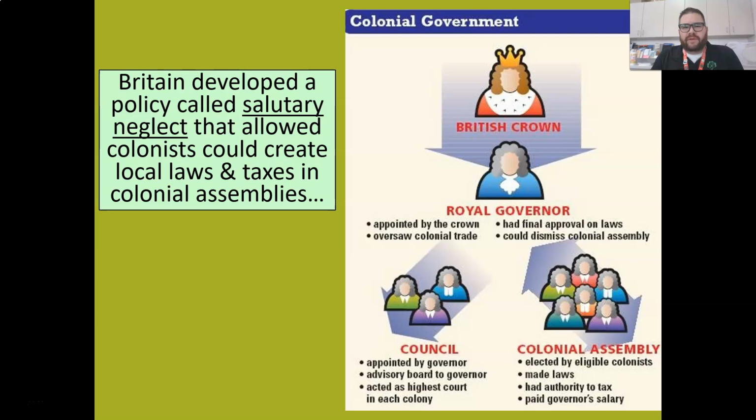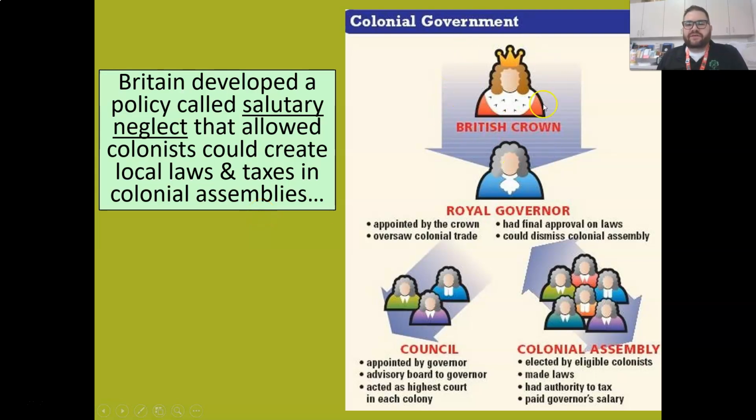So colonial government was heavily influenced by the British Crown, much like the Spanish and the French. But Britain developed a policy or a practice known as salutary neglect. And it would allow the colonists to create their own local laws and taxes in colonial assemblies. Basically, these groups that would create the local laws.